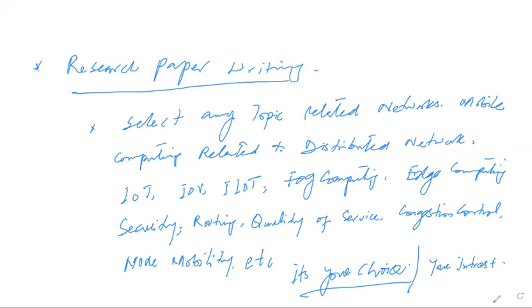I already shared some sample research papers on Canvas. You can see that 3 papers are shared over there. One is an IEEE survey related to routing protocols. Another one is about congestion control. And the third paper is about emergency information dissemination. So you can also have a look at those papers and get some idea.